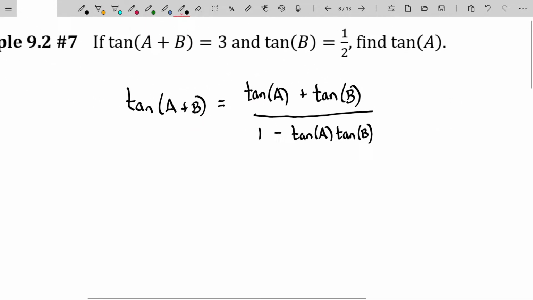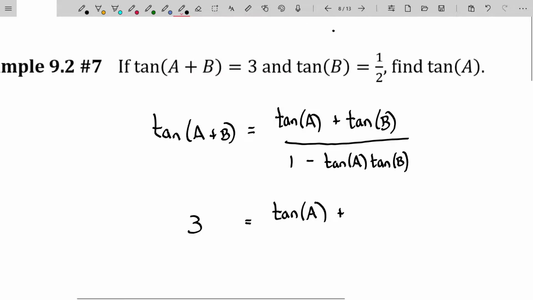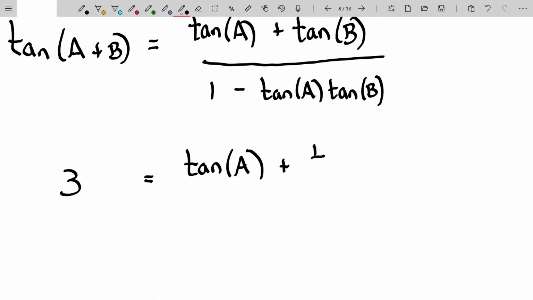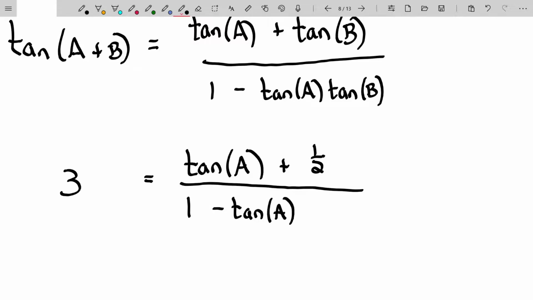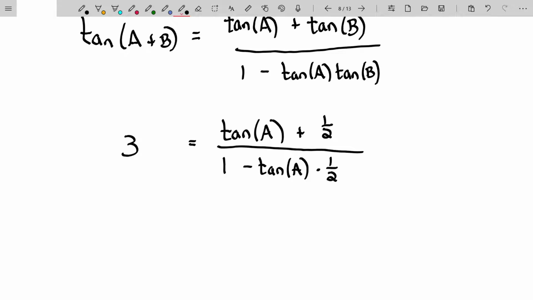But we were told that the tangent of A plus B is 3. So this tells us that 3 is equal to tangent of A plus tangent of B over 1 minus tangent of A times tangent of B. But tangent of B, we were told, is 1/2. So I'll just trade out that tangent of B for 1/2 over 1 minus the tangent of A times tangent of B, which again, we were told is 1/2. And we need to find out what tangent of A is. My first move would be to multiply both numerator and denominator of this compound fraction here by 2. It's just a habit of mine, so I'm going to go ahead and do that.